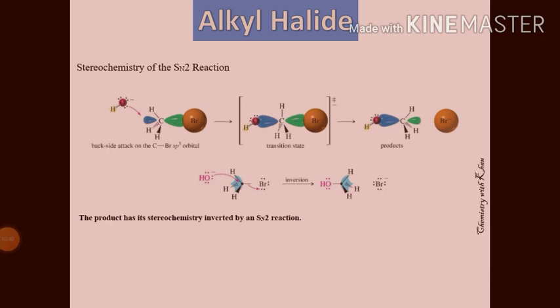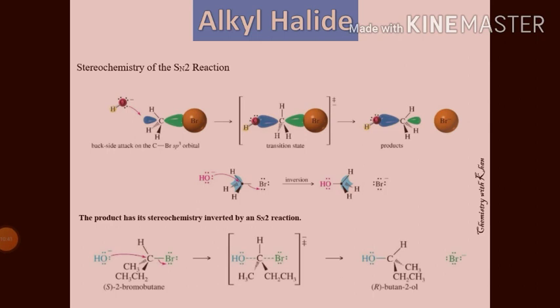Now look at this. The blue hydroxide ion is attacking a black carbon, with blue and red, and the red bromide is leaving. You can see in the transition state both bond forming and bond breaking occur in one step.